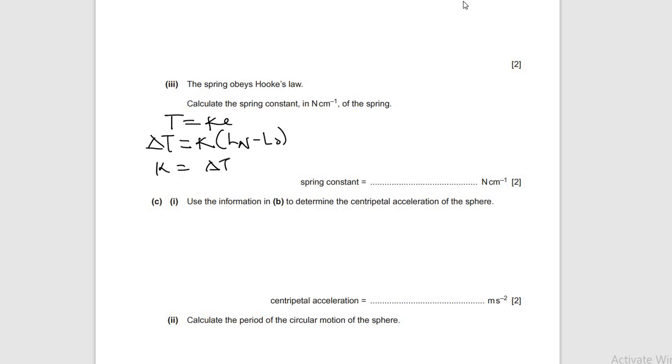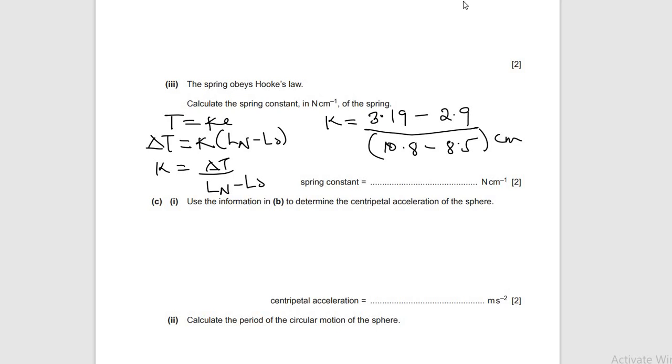So our K will be change in tension over new length minus original length. So K will be, change in tension will be 3.19 when mass is attached, it increases. When mass is not attached, naturally, I think you got 2.9. Check the previous video, you see it. All over 10.8, the new length. Original length is what? 8.5. It's to be in centimeters.